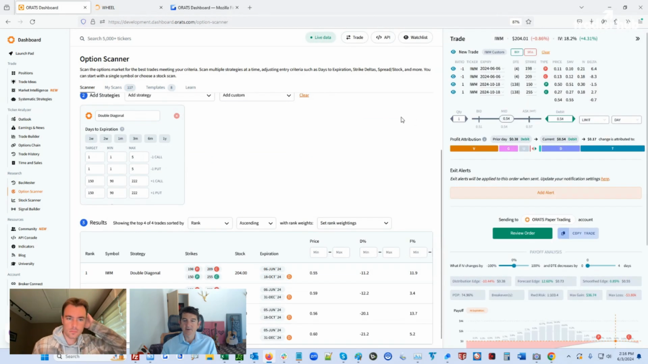Let's take a look at this. It's called the double diagonalness. That's the name of it. That's the new ability to change the name up there. It's very cool.